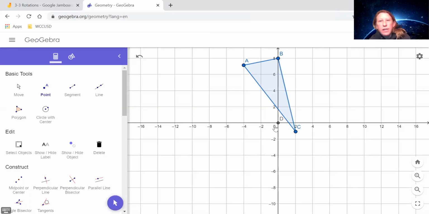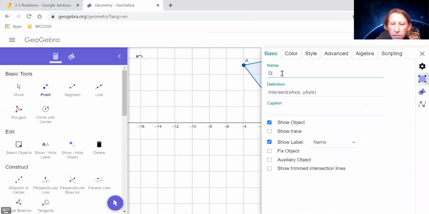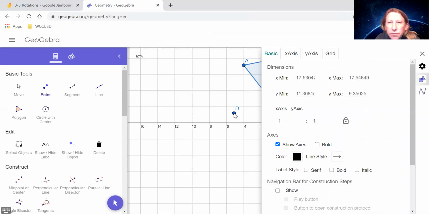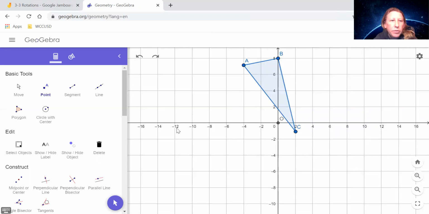Okay, it calls it point D, it could be point O. It's fun to learn computer programs and play with things. I could change the settings and I could change the letter to O. Okay, because that's fun. Oops. Undo is a really good button for this. See, now it's called point O.